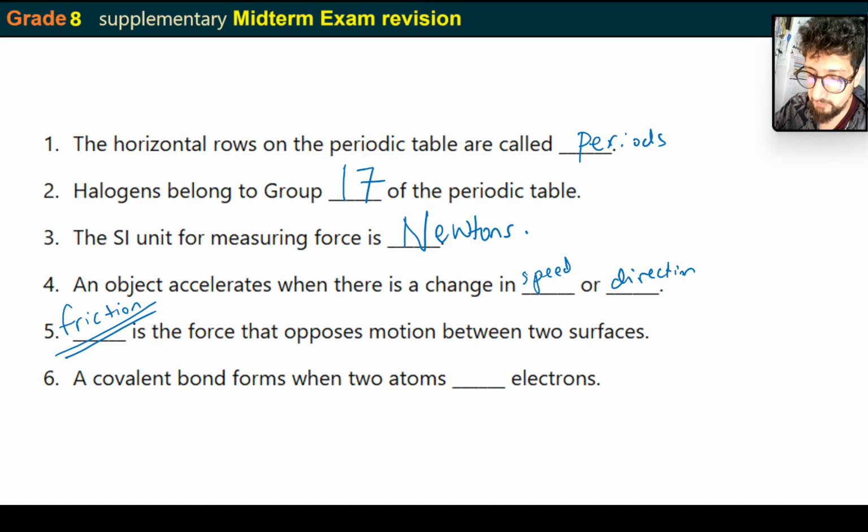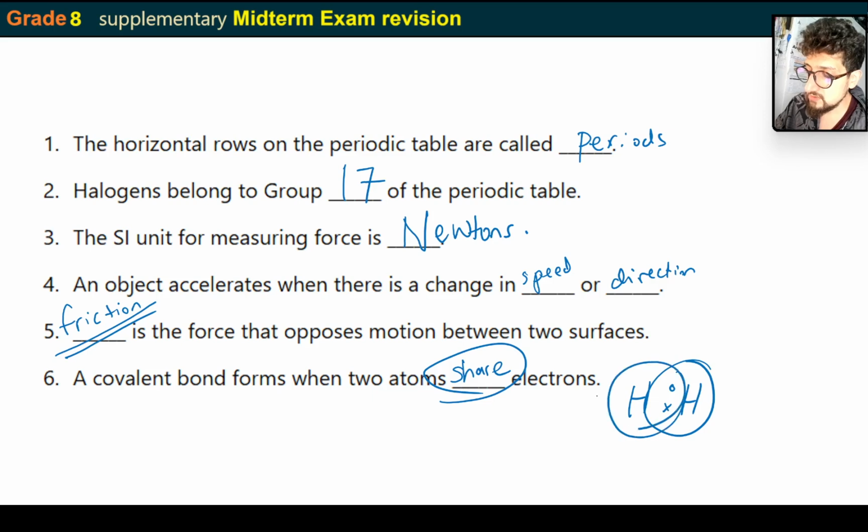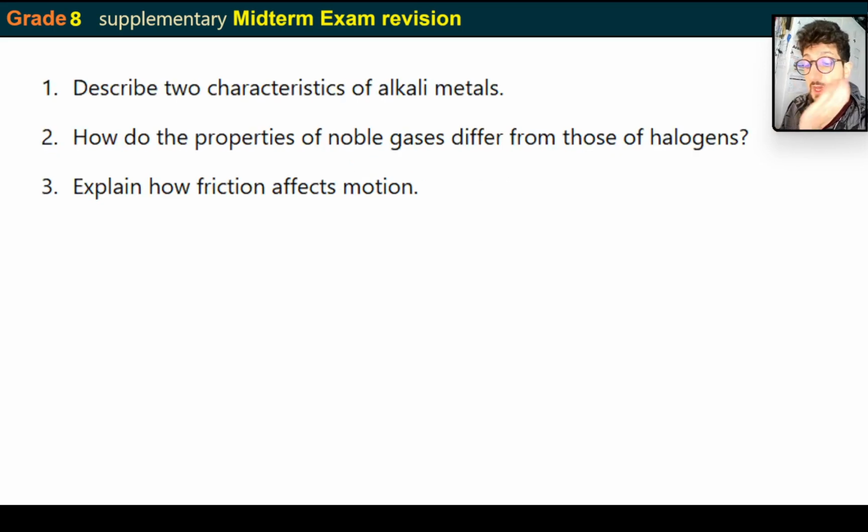Okay? A covalent bond forms when 2 atoms share electrons. Because remember, with covalent bonds, we share electrons. An example of such is hydrogen sharing with another hydrogen. Each one of them shares 1 electron, which satisfies their energy levels. Right, let's move on.